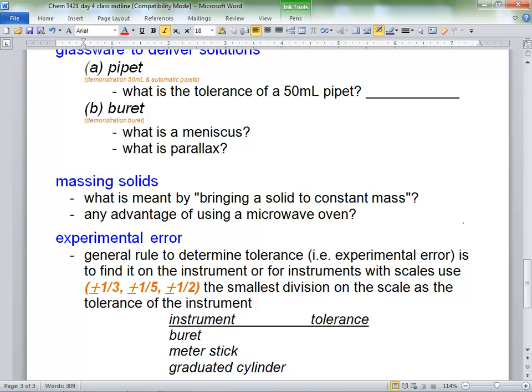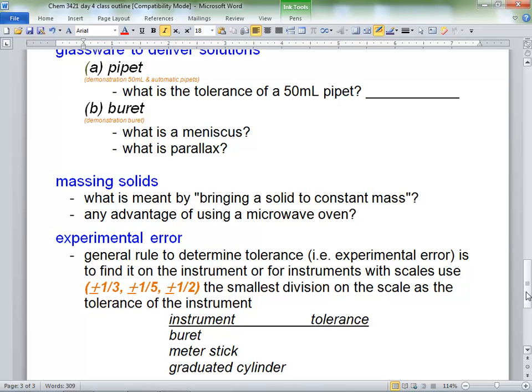What is meant by bringing a solid to constant mass? You just keep heating it, let it cool, mass it. Put it in the oven, heat it, cool it, mass it. You're just trying to drive off all the water, right? That's what bringing to constant mass is. Any advantage of using a microwave oven? Well, it's faster. Okay.